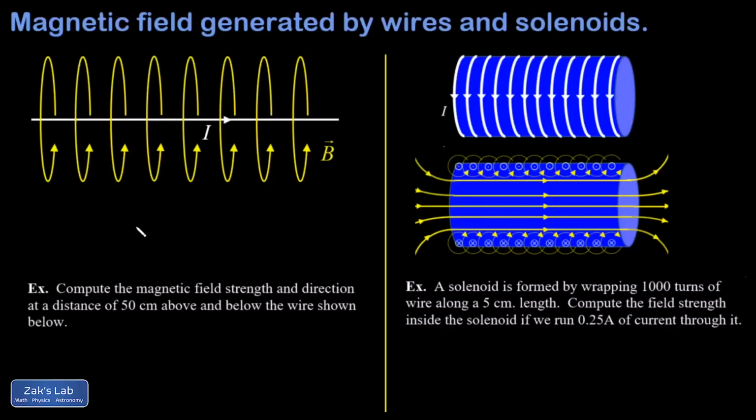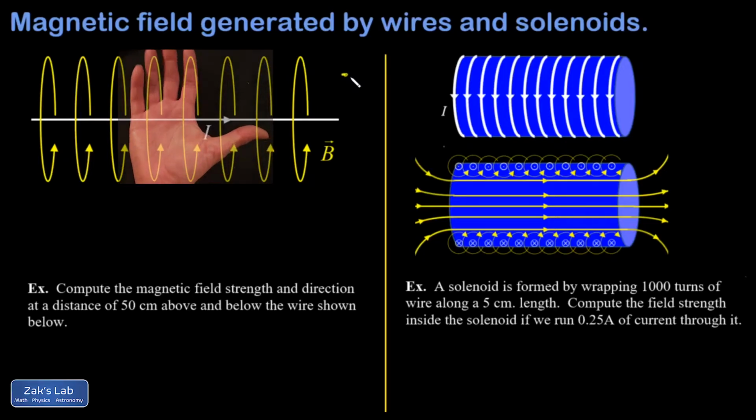In this video, we discuss the magnetic field generated by a current carrying wire and the field generated inside of a solenoid or a coil of wire. We begin with the current carrying wire, and the magnetic field generated by this wire is really interesting. It swirls around the wire according to a right-hand rule.